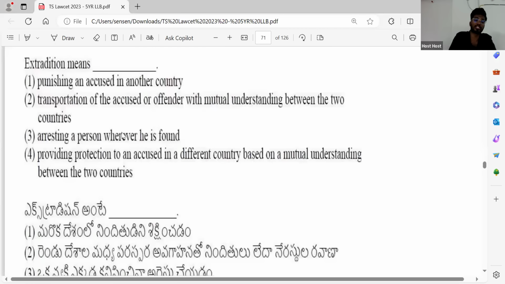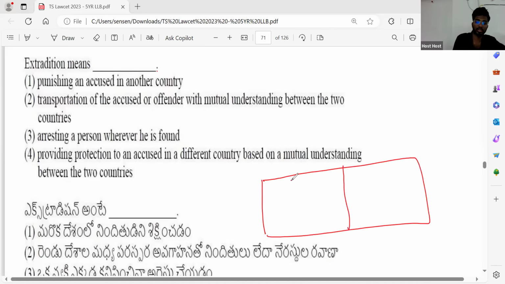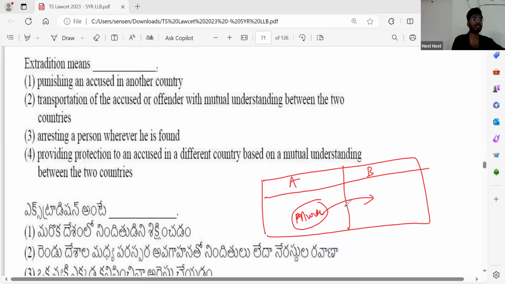What is the meaning of extradition? Now, extradition is a concept in international law. Let us suppose that there is a country A and a country B. Now, Samad belongs to country A. He committed an offense. He committed a murder in country A. And now he is in country B. How will I get that person from country B?